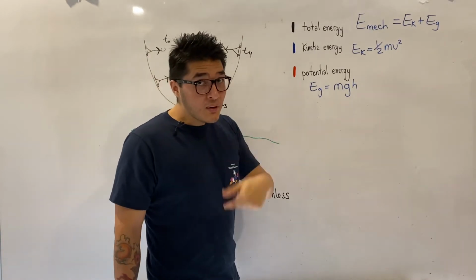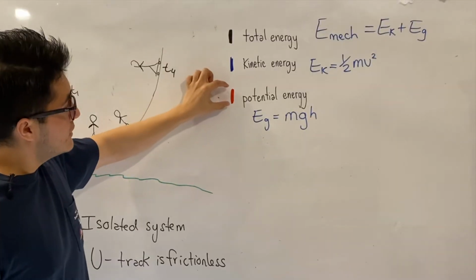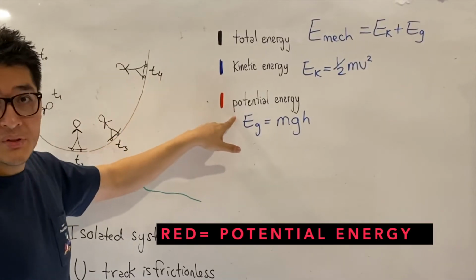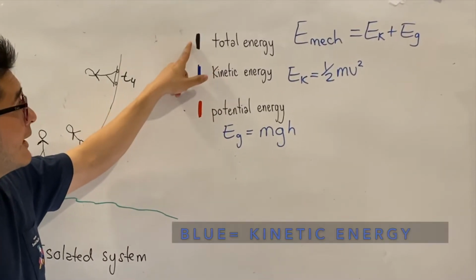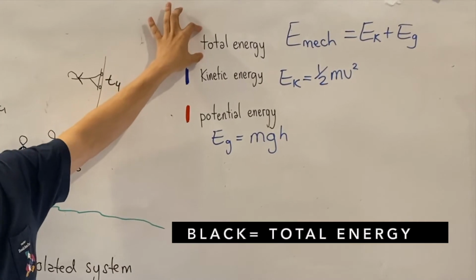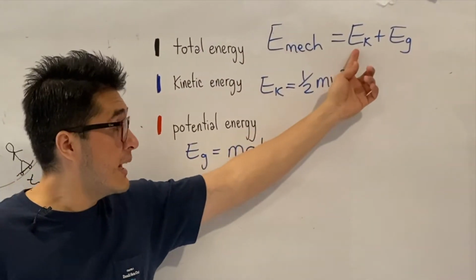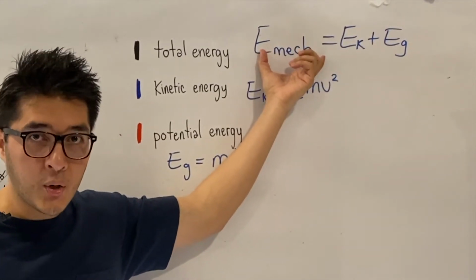We're going to come up with another legend to study this situation. We're going to introduce bar charts. So we're going to use color coordination here. Red will represent potential energy, blue kinetic energy, and black is our total energy, which in this case, because the only two energies we have are kinetic and potential, is the same thing as mechanical energy.